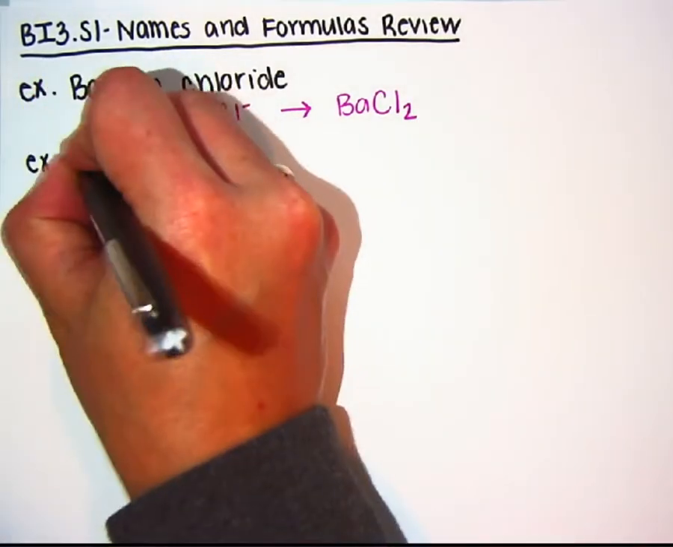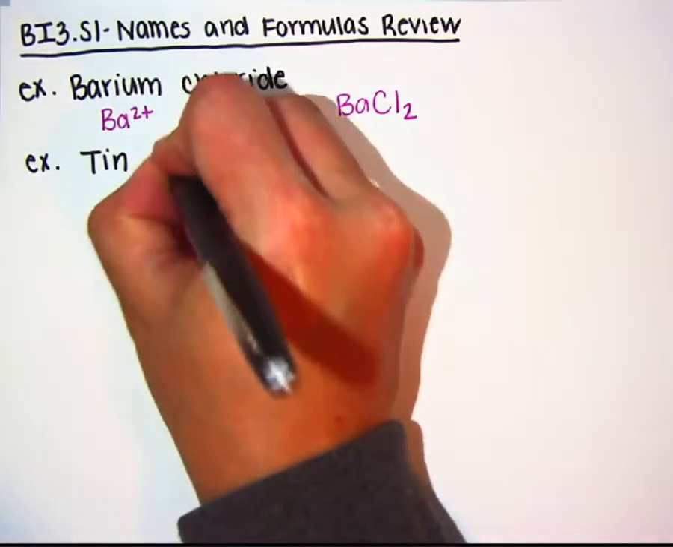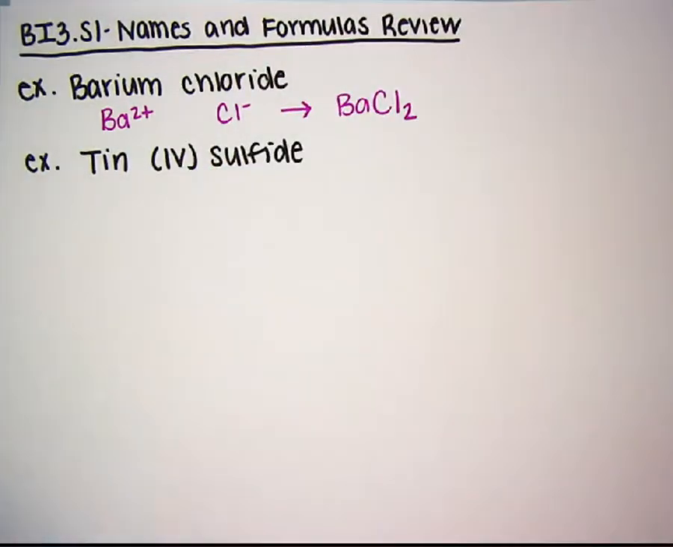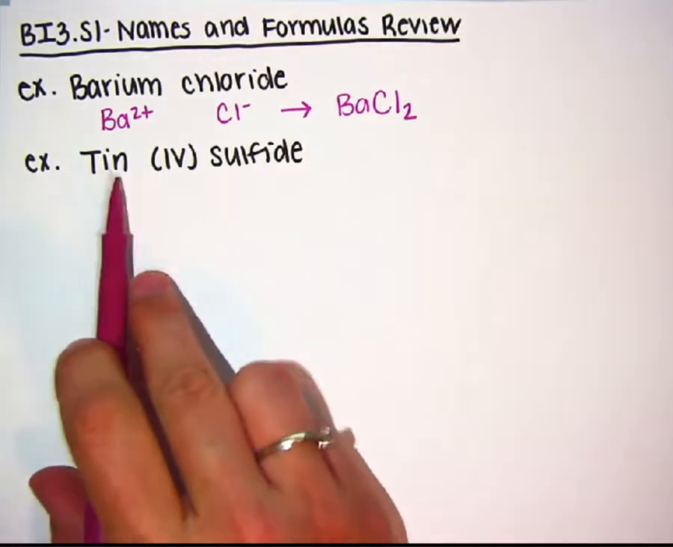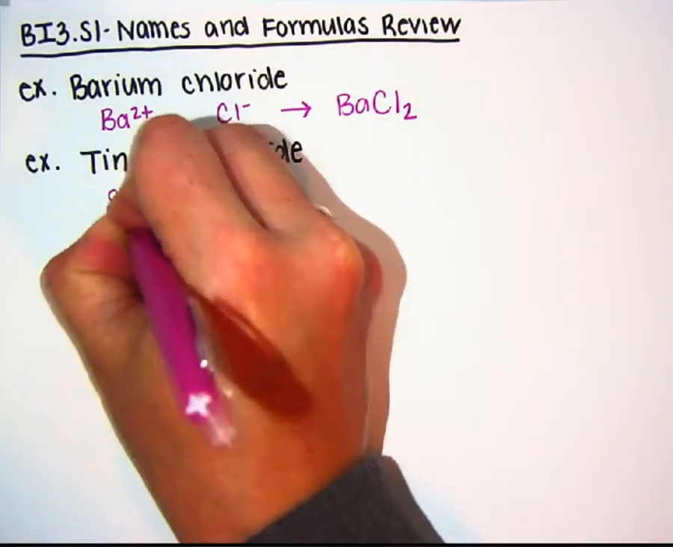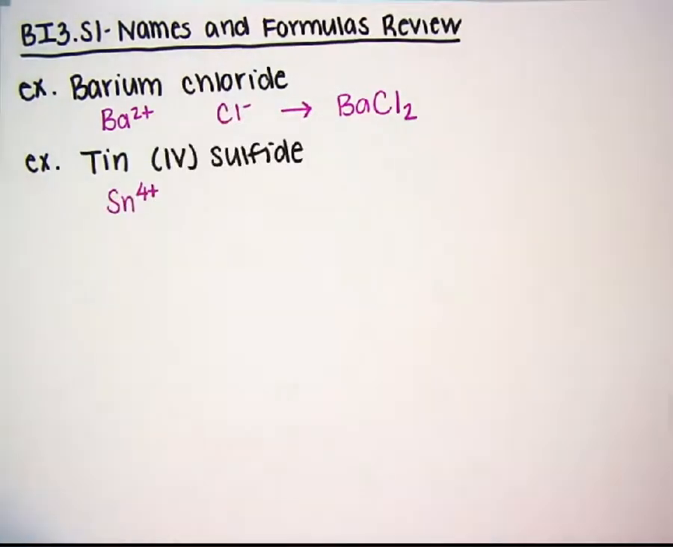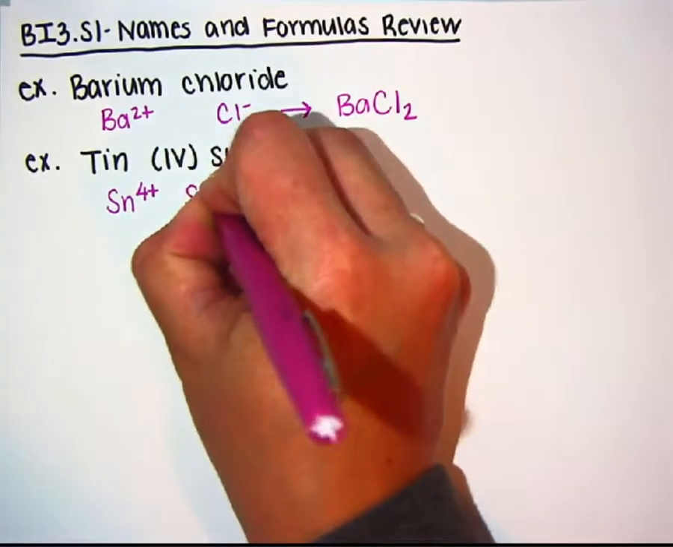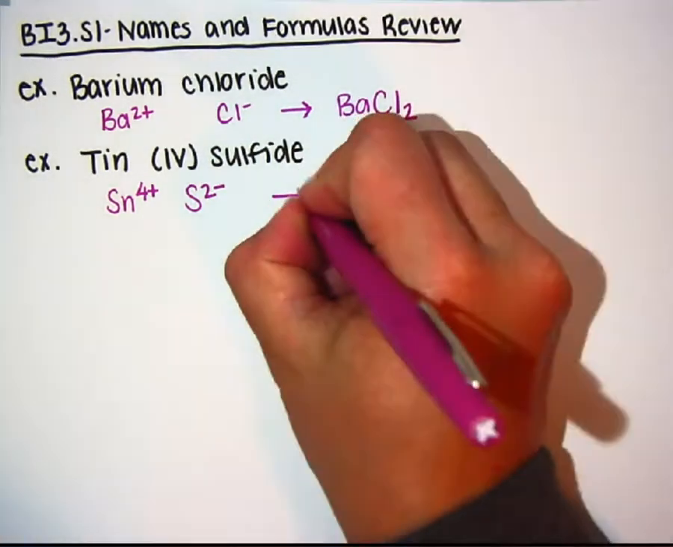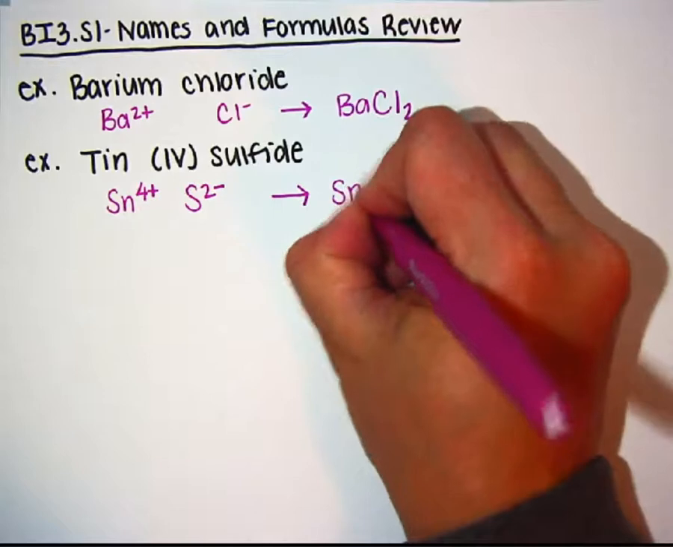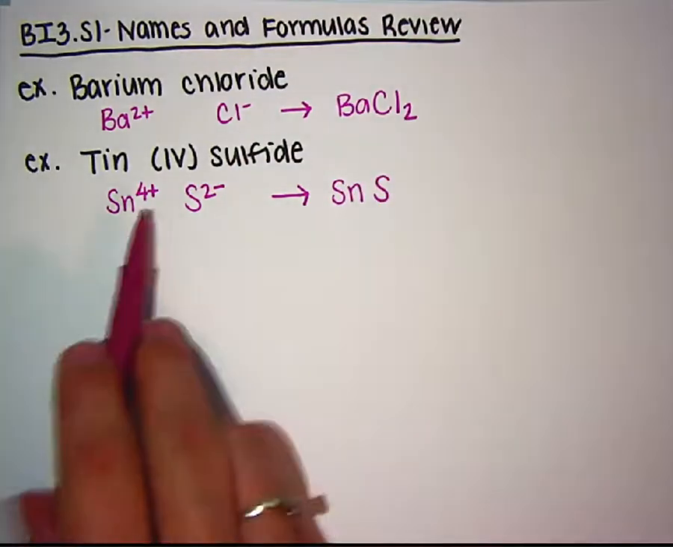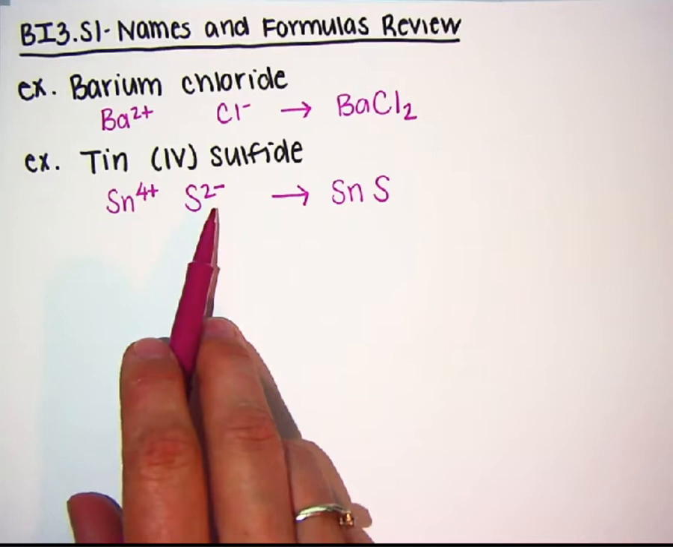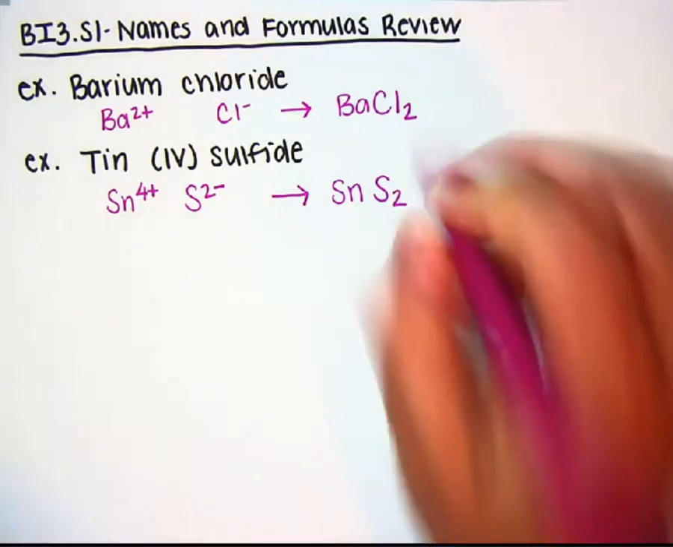Number 2. Tin 4 sulfide. The Roman numeral indicates the charge of the cation. So this would be tin 4+. Sulfide is sulfur. Sulfur has a charge of 2-. Cation first, anion second. Tin is +4. That means I need a -4 to cancel that out. Sulfur is only -2, so I would need 2 sulfurs.